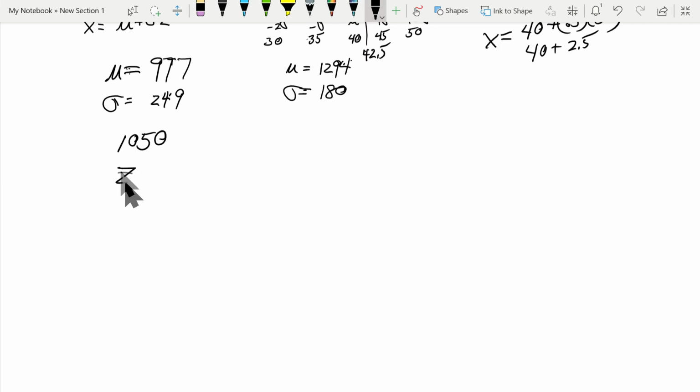This is where the empirical rule comes from. How many standard deviations? The mean is 0, standard deviation is 1. That's where the -1, +1, -2, +2 come from. 2 standard deviations up, 2 down. The standard deviation is 1. So I have 1050 minus 977. And I divide that by 249.